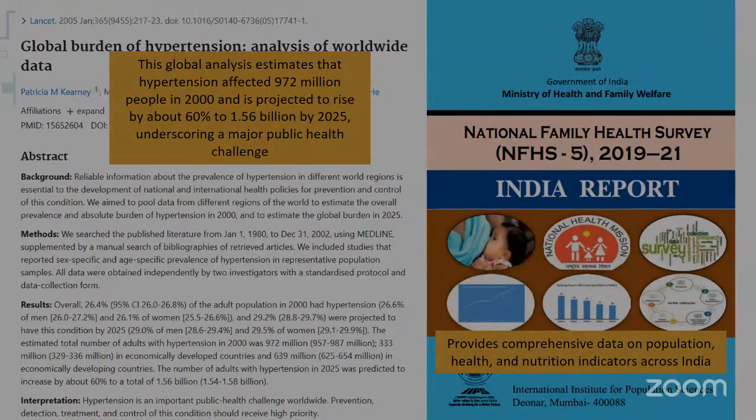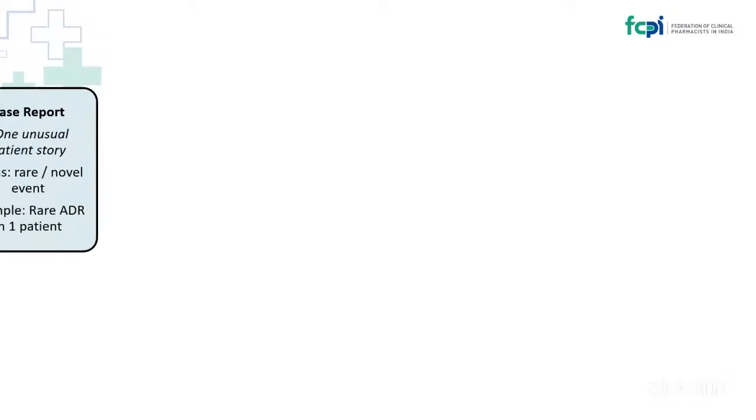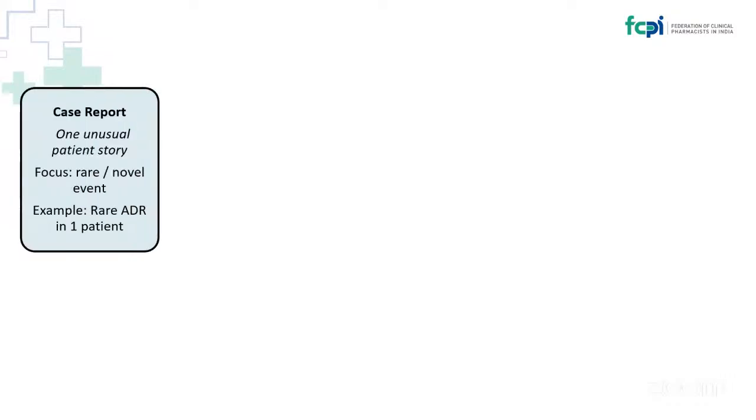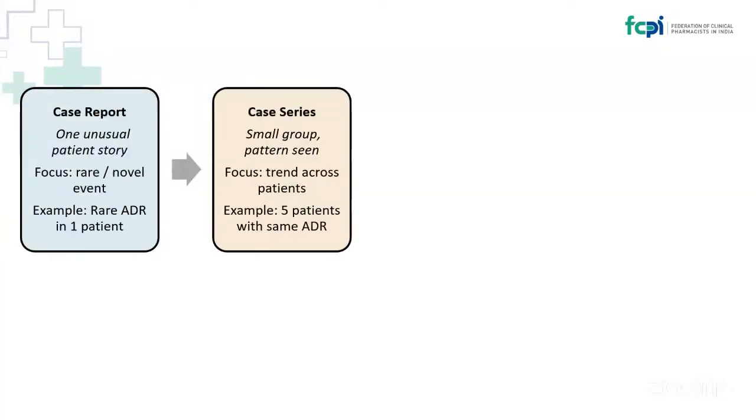Now let's have a revision of our descriptive observational studies, what we have learned till now. So case report, it is a story of one unusual patient. Here, only one patient will be involved, and it focuses on the rare or novel findings. The example here we can take is a rare ADR in one patient. The second type that we saw is a case series. It's a small group of patients where the same pattern is seen, and it focuses mostly on the trend across patients. The example here is 5 patients with the same ADR.